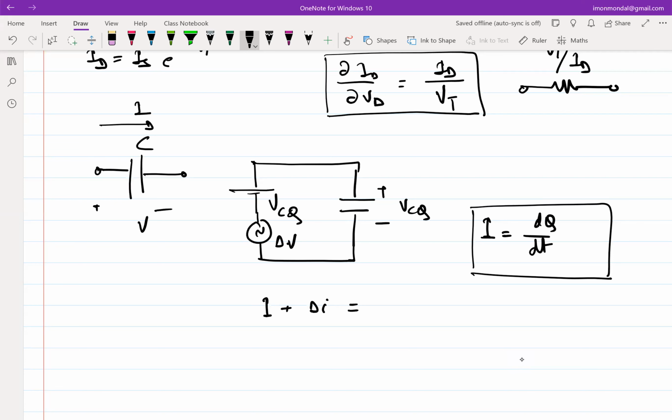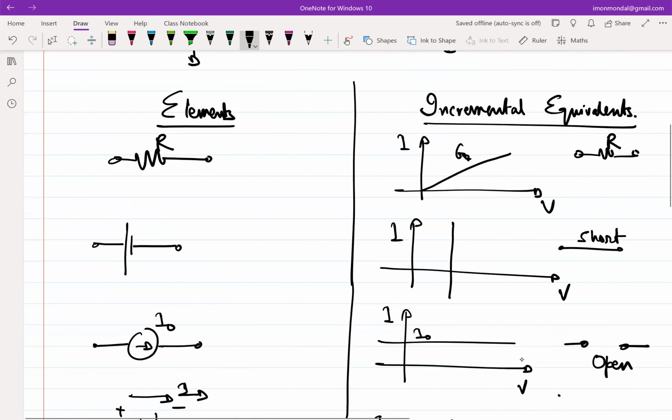Okay, so let's stick with this for the time being. So this essentially is d/dt of CV. So when I change the voltage by delta V, what happens? Oh, by the way, was there a question? Even before I proceed, sorry for going back and forth.